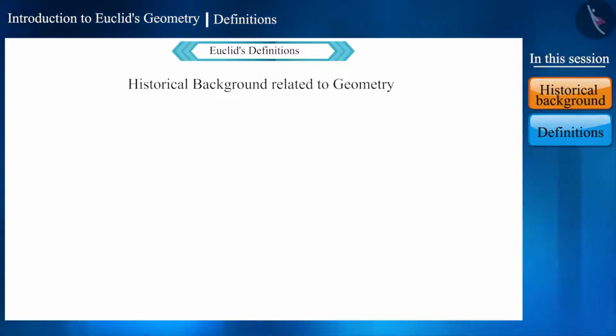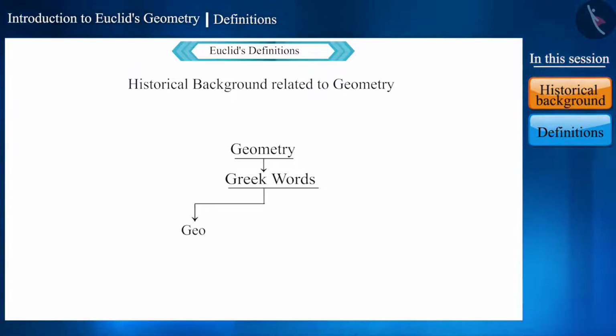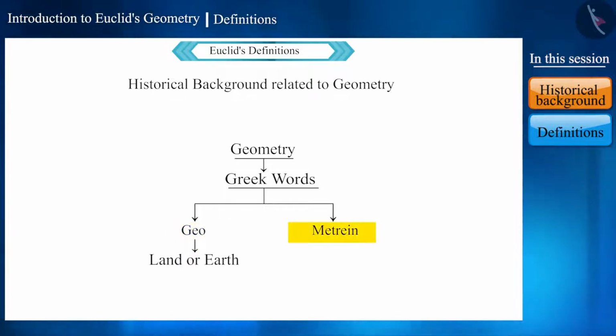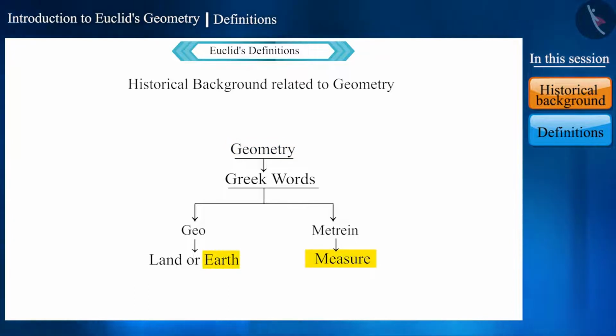Let's begin with some historical background related to the origin of geometry. Geometry. The word geometry originated from the two Greek words, geo and metrin. Geo means earth or land, and metrin means to measure. From this, it seems that the word geometry originated due to the need to measure land.